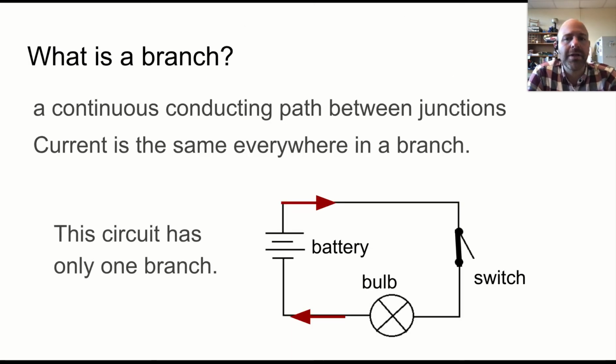So this leads us to a couple other definitions. We talk about branches in a circuit, and a branch is a continuous conducting path between junctions. And a branch is special because the current is the same everywhere. And the circuit we've looked at so far only has one branch. The current can flow along one path, out of the battery, through the switch and bulb, and back. That is it. There's only one branch. The current everywhere on that branch has to be the same, like water flowing through a pipe. Unless there's a leak, which doesn't really happen in circuits, then the current is the same everywhere.